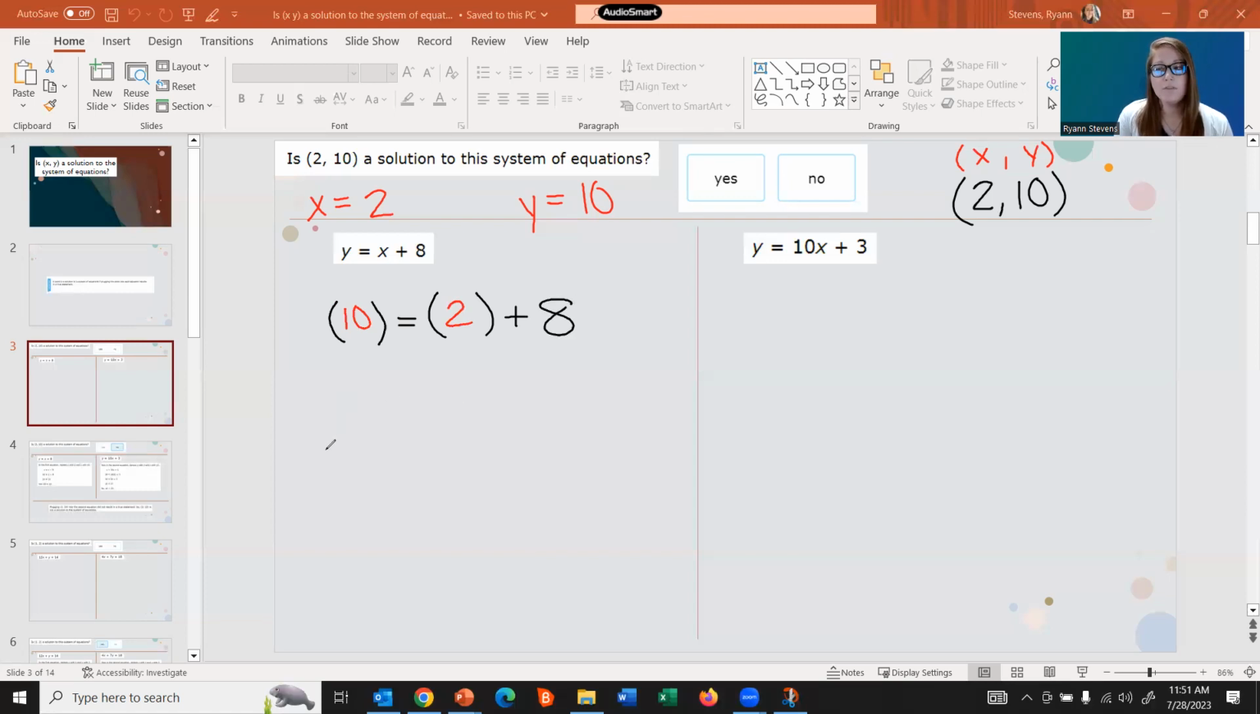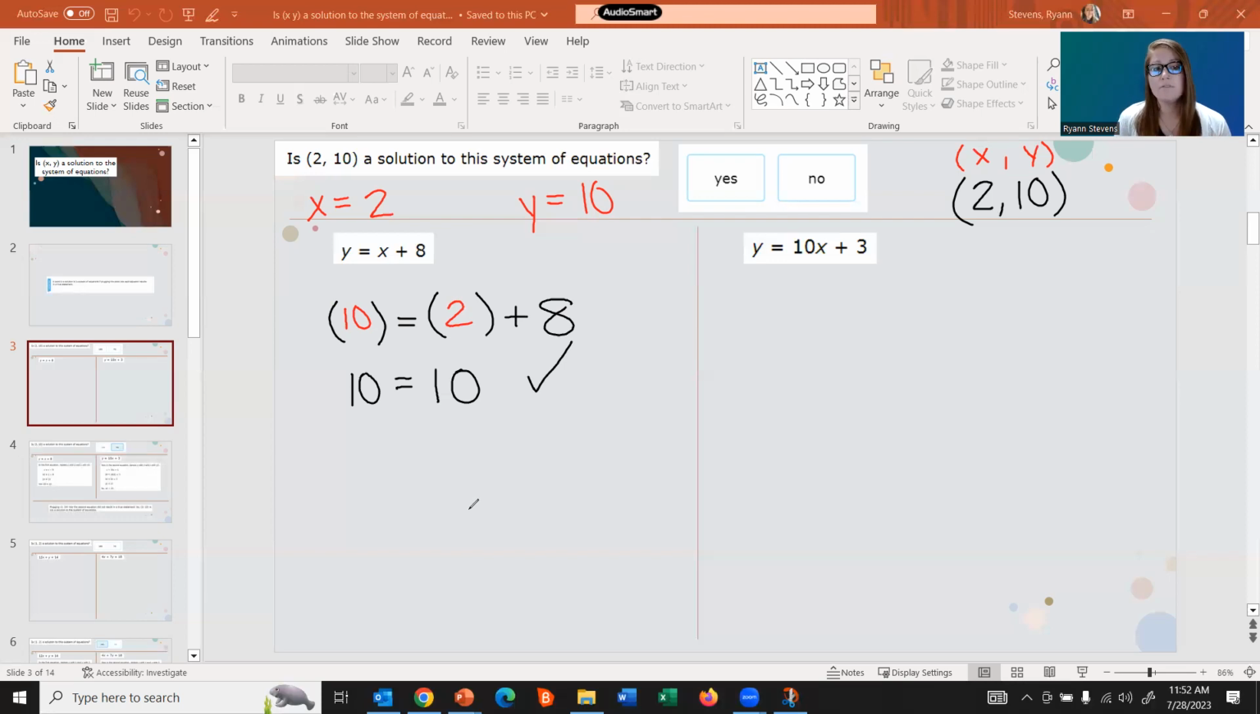Once we have this written, we can combine terms by adding, subtracting, multiplying, or dividing, whatever the operation says. In this case, 10 is just going to remain the same, and 2 plus 8 gives us 10. So we can see that yes, this is a true statement. This tells us that yes, this ordered pair is a solution to this particular equation.